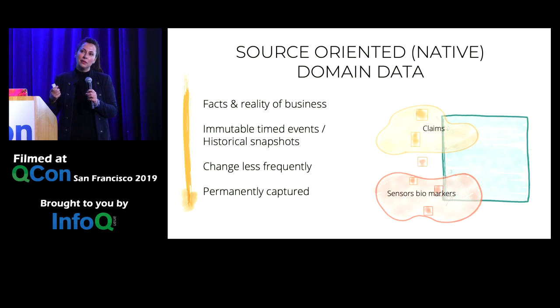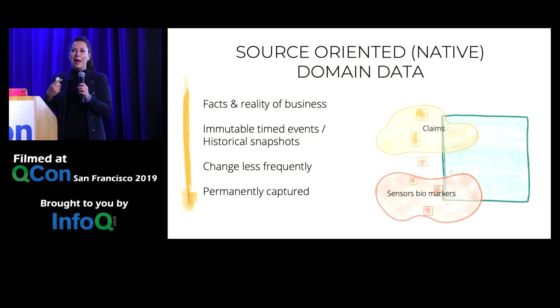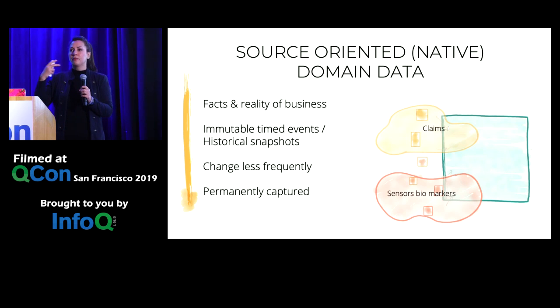And hardly do these kinds of data domains change, because the facts of the business don't change as much. Of course, there are industries where I get a new app and my app features change, so the signals coming from that app constantly change. But normally in bigger organizations, these are more permanent and static data domains.